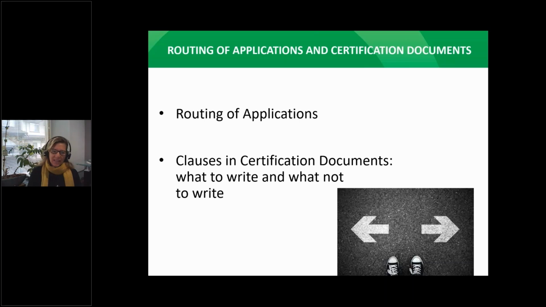In the next few slides, I'll explain the routing of applications, and we'll go over the conditions and requirements typically used for vapors on the certification documents. Next slide, please.